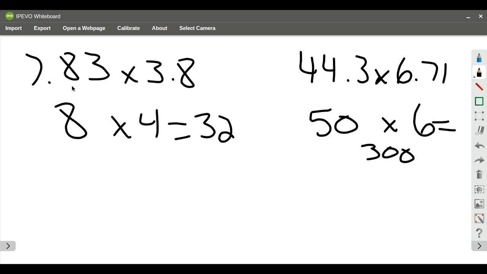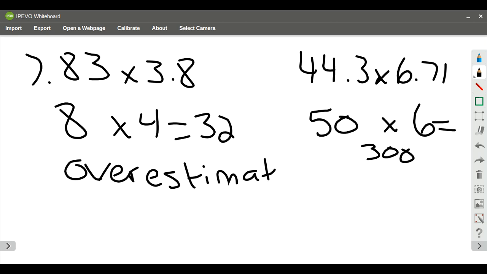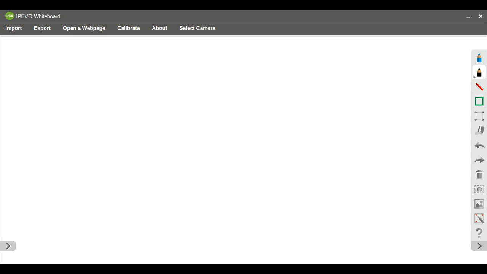Here I rounded both values up. So this is going to actually be an overestimate because both values went up. And then for 44 and 3/10 times 6.71, this is also going to be an overestimate because, again, I rounded up both values. Okay. Alrighty, let's take a look at some of the estimation skills.